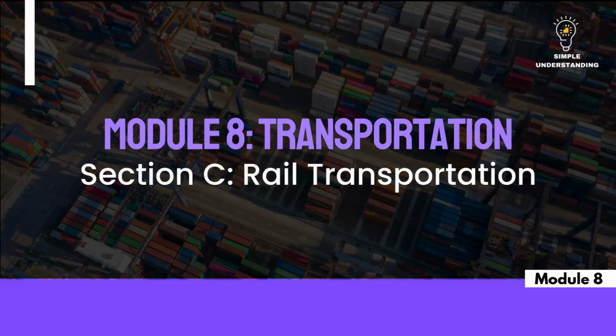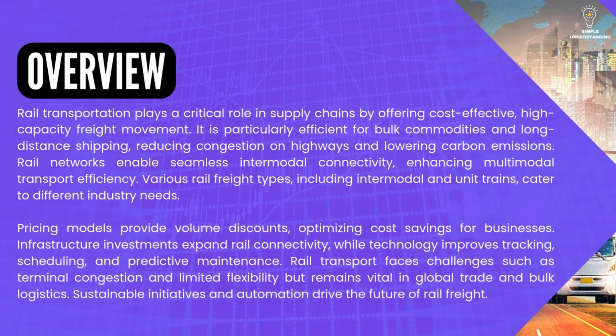Section C. Rail Transportation. Overview. Rail transportation plays a critical role in supply chains by offering cost-effective, high-capacity freight movement. It is particularly efficient for bulk commodities and long-distance shipping, reducing congestion on highways and lowering carbon emissions. Rail networks enable seamless intermodal connectivity, enhancing multimodal transport efficiency.